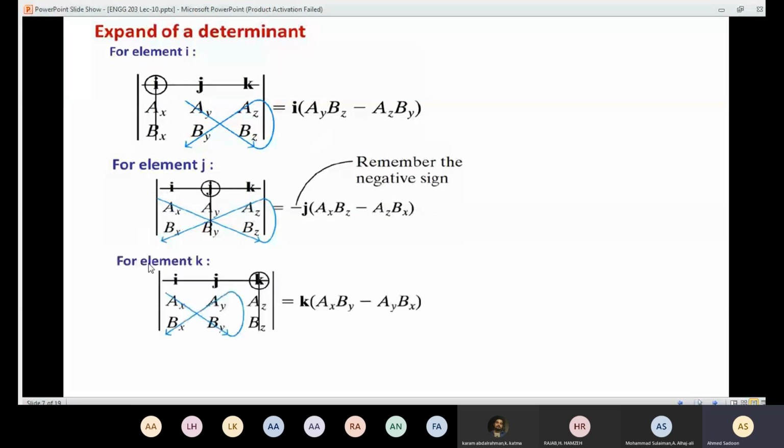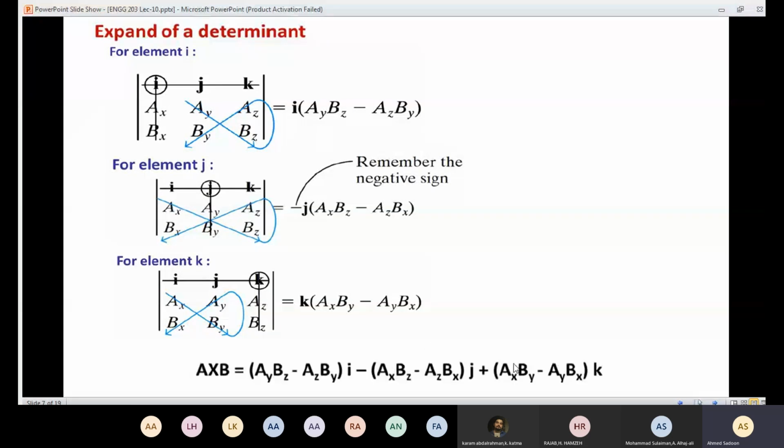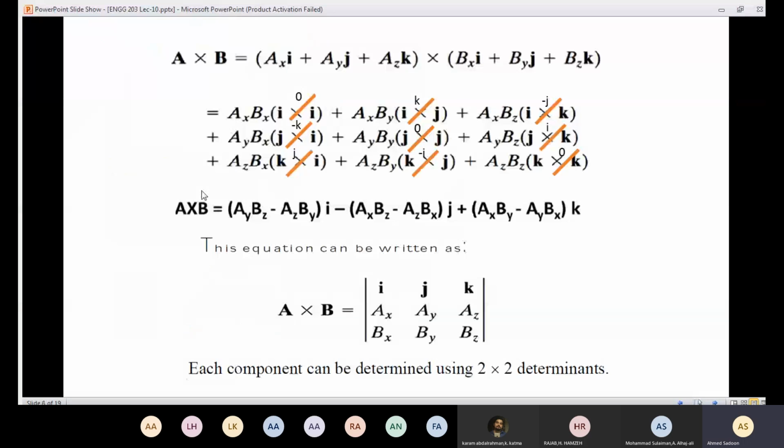Then for the element k, again, the element k is located here. So you are going to cross that row and that column. You are going to say that the expansion of the element k equals k, then open the bracket Ax times By minus Ay times Bx. So now I come up with the equation which is similar to that equation here. So if you cannot memorize that equation, you are going to get the determinant for that matrix.